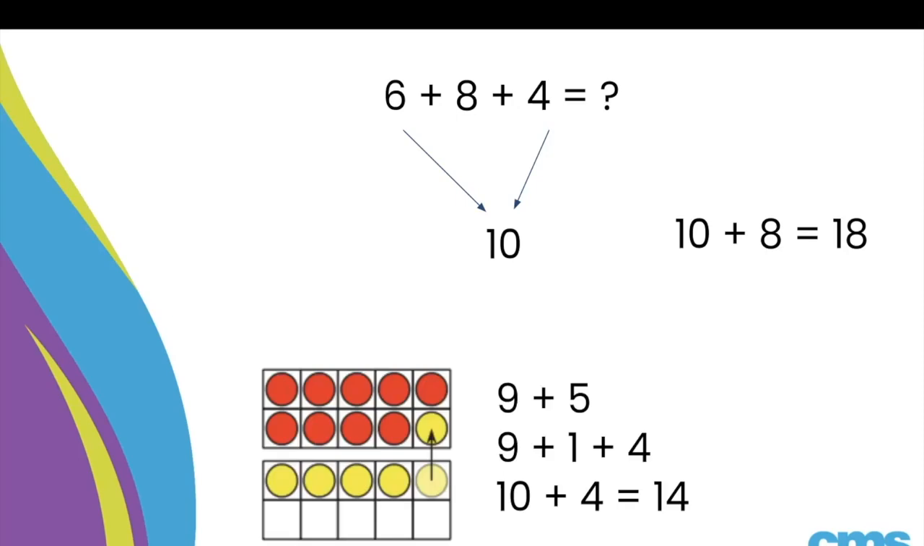Another example where making 10 is helpful is when finding the value of 9 plus 5. Students can take 1 from the 5 and group it with the 9 to make 10 and then add the 4. So it would look like we started with 9 plus 5 and then we took 1 from the 5, which would be 9 plus 1 plus 4. We also call that decomposing the 5. So now your new equation would be 10 plus 4 equals 14.